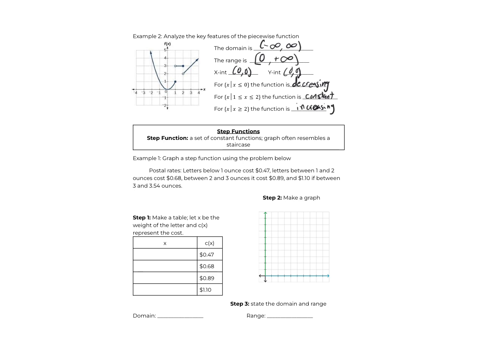So, we're going to make a table and let x be the weight of the letter and c of x represent the cost. So the cost, for x less than 1, is 47 cents. For x's that are greater than or equal to 1, but less than 2, it's 68 cents. And for x's greater than or equal to 2 and less than 3, it's 89 cents. And then for x's between 3 and 3.54 ounces, it's $1.10.